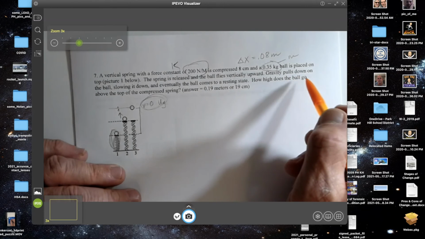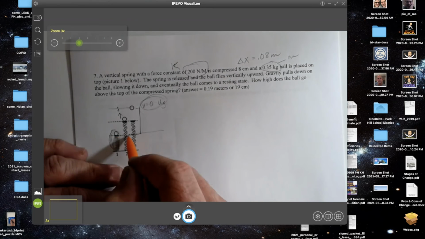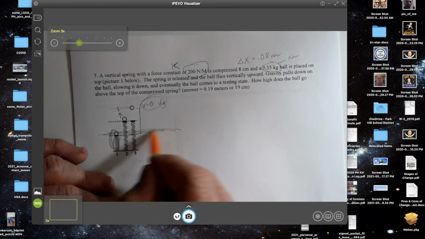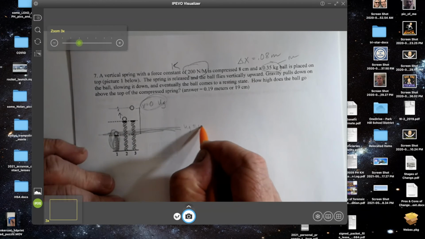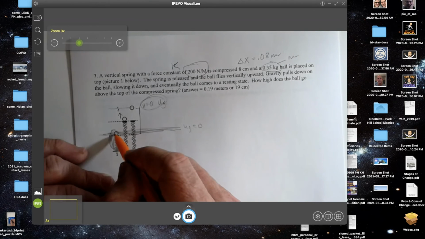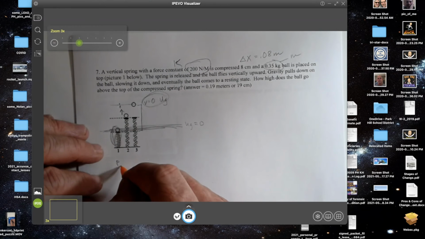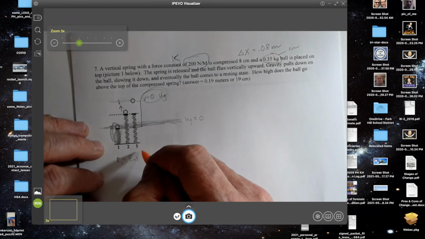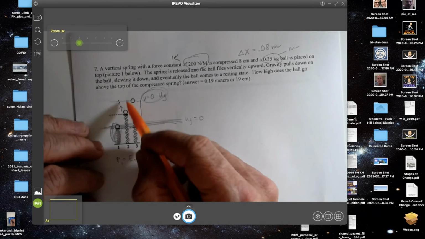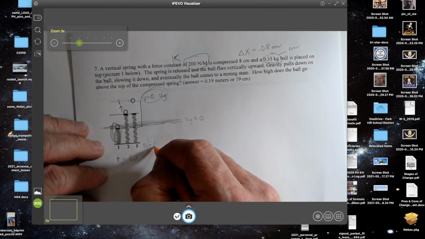Okay, how high does the ball go above the top of the compressed spring? So we're going to call this our reference point. We're going to make this level our U_G = 0 line. At this position, picture 1, all we have is elastic energy, or spring energy. At position 3, it has no velocity. All it has then is U sub G, or gravitational potential energy.